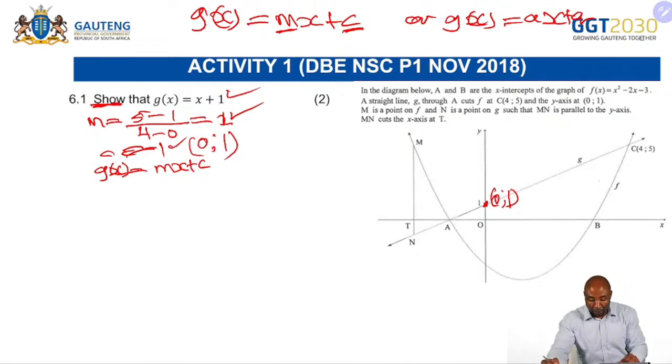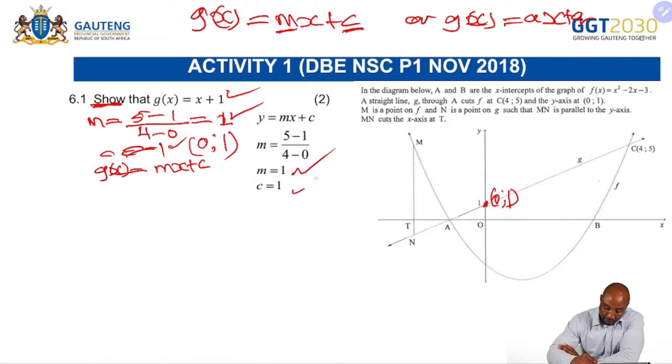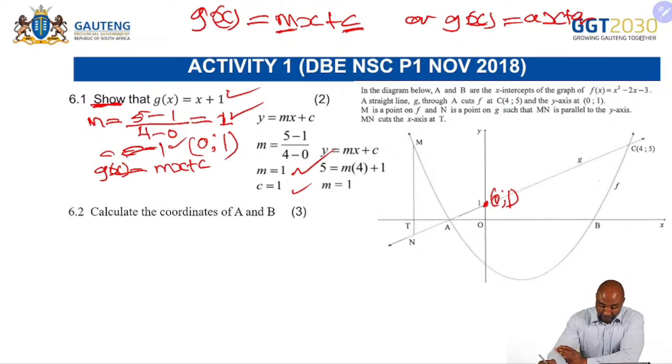Now, we move on to the next question, 6.2. Right, that's how we get our gradient. M as 1, we get our mark, and c as 1, we get our mark. Alternatively, we substitute the coordinates of point C into the equation, and we show that our gradient is 1. That's how we are showing. We are not just writing down the equation. Now, calculate the coordinates of A and B.